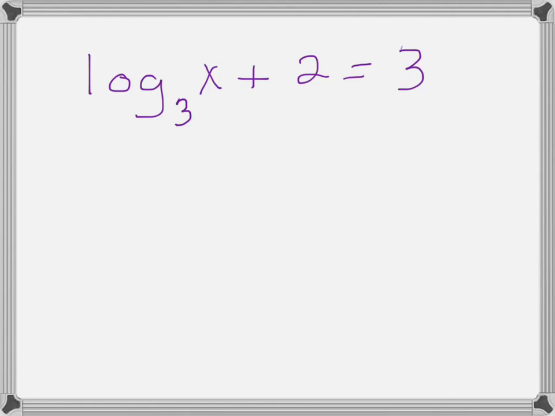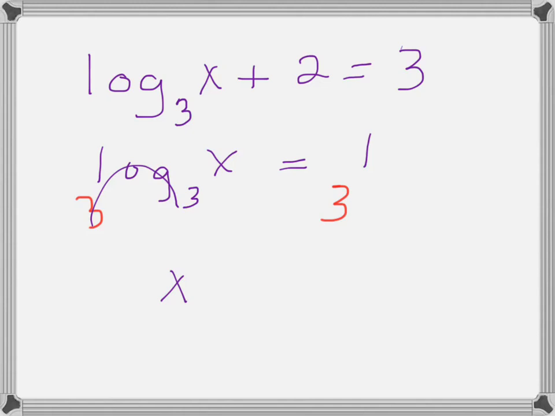In this example, we're going to have to get the log by itself, so we're going to go ahead and subtract 2 from each side. This gives us the log base 3 of x is equal to 1. Once again, we raise it to a base of 3, which causes the left-hand log to cancel, giving us just an x on the left-hand side, and 3 to the 1 is 3.